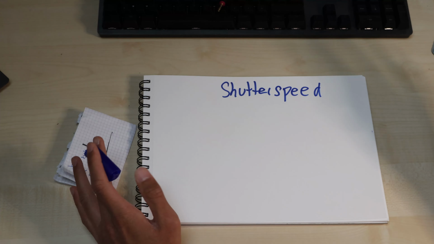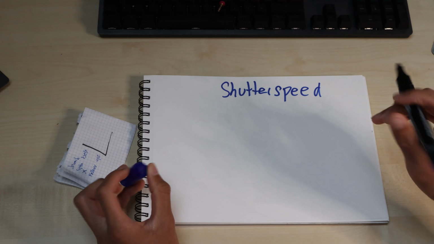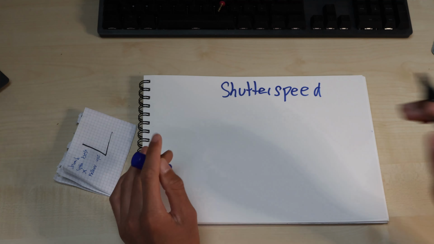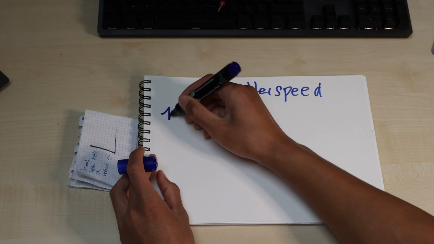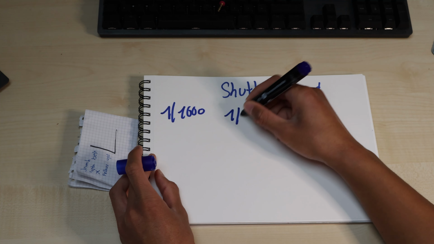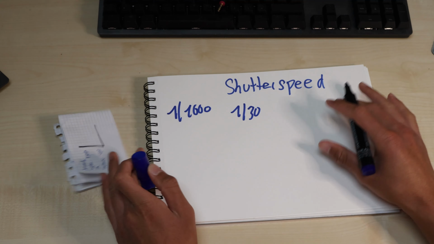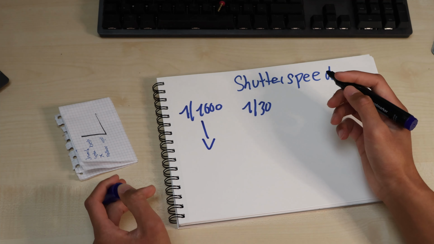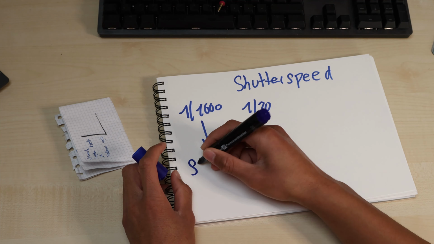Next up is shutter speed. This is how long your camera's shutter stays open, allowing light to hit the sensor. We measure it in fractions of seconds, like 1/1000 or 1/30. Fast shutter speeds like 1/1000 capture action. Think sports photography or an air show.